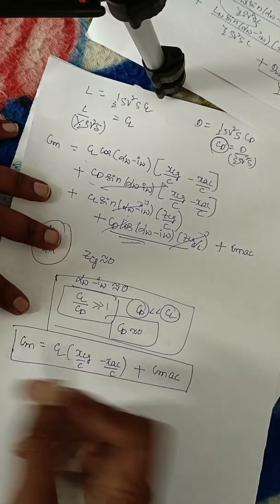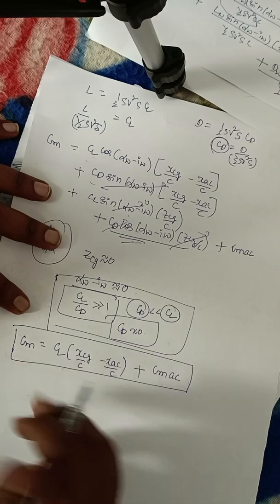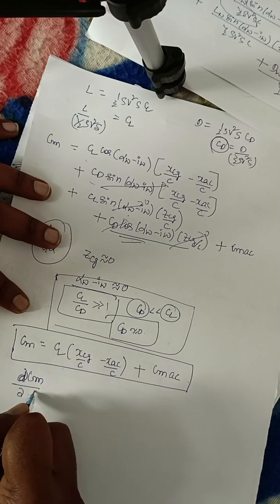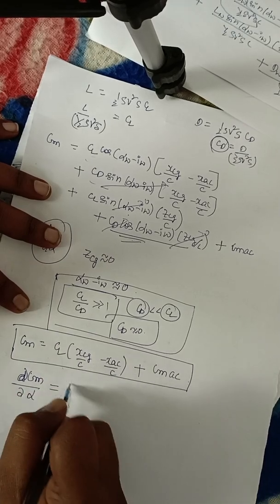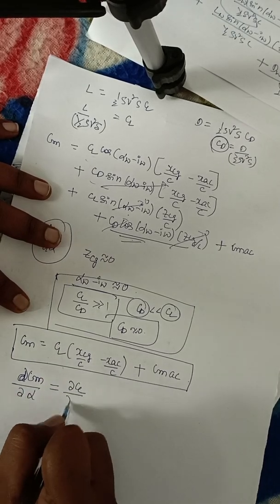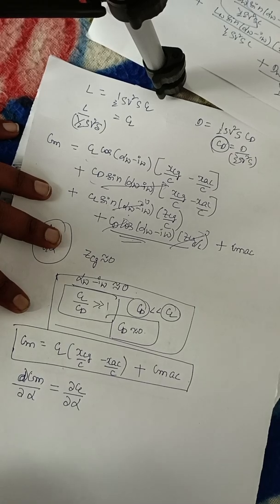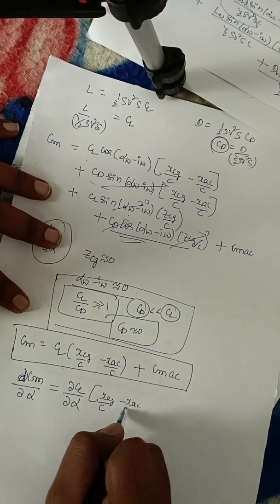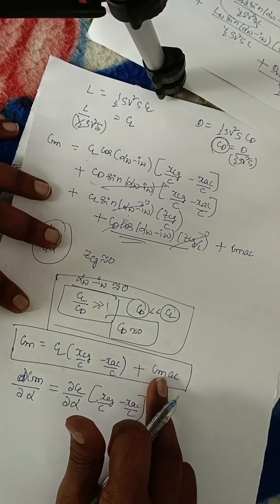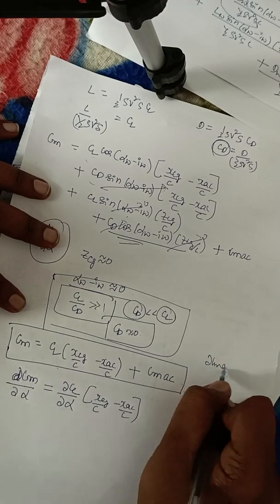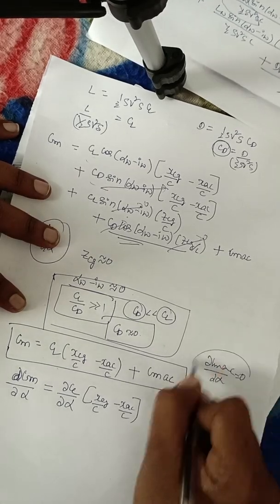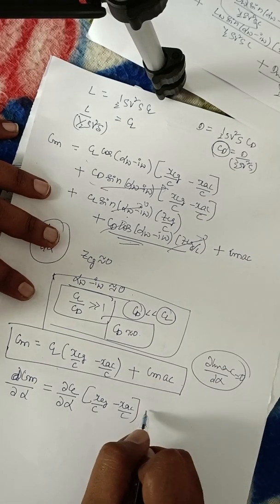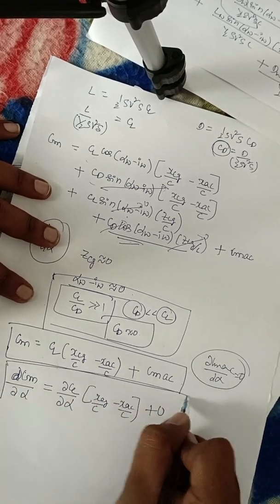Now, here one more thing. If you are going to derive this equation, dou CM by dou alpha, CL is a function of the alpha, of course, dou CL by dou alpha, plus XCG by C, XAC by C. Of course, it is independent of the angle of attack. What is dou CMAC by dou alpha? 0. It is the moment about the aerodynamic center. That is the definition of the aerodynamic center. It will become 0. So this is the condition.